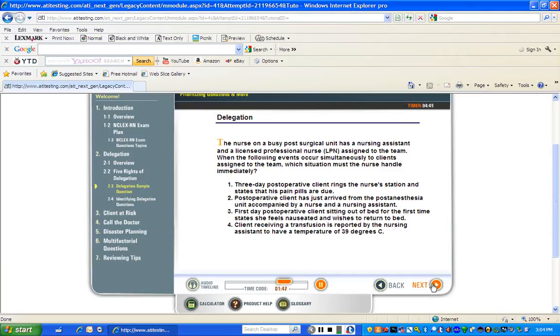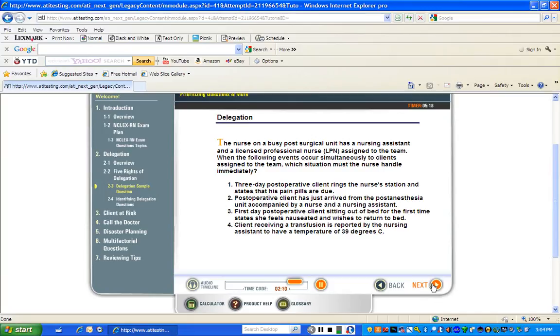Option 4. Client receiving a transfusion is reported by the nursing assistant to have a temperature of 39 degrees Celsius. This client is in acute distress and showing signs of a potentially life-threatening transfusion reaction and requires immediate assessment. Remember that only the nurse is capable of assessment. Therefore, this situation cannot be delegated to another team member.